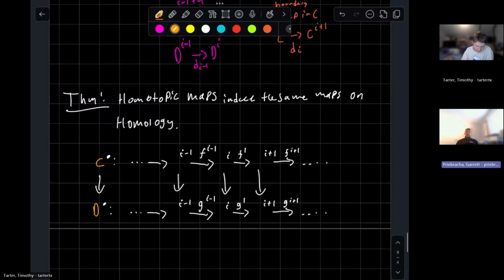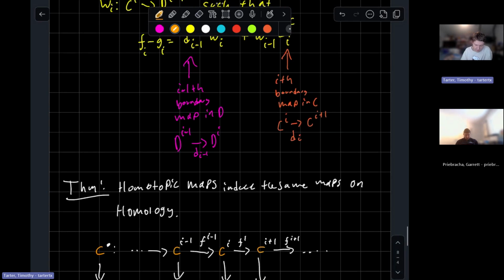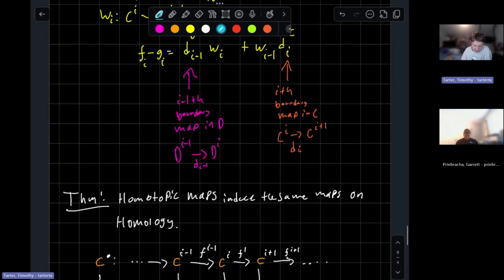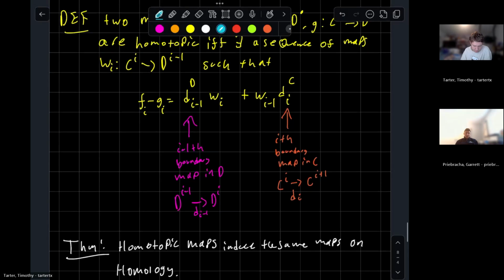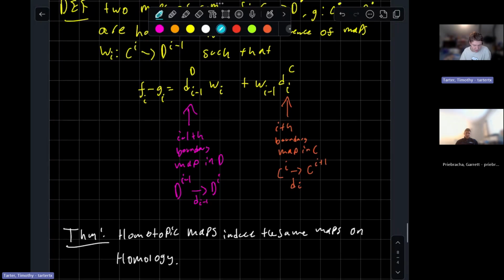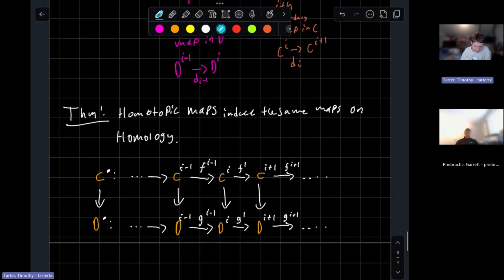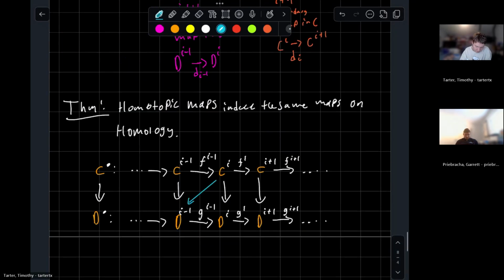with CI minus 1, CI minus 1, D. And then we're going to have a little W, CI to DI minus 1. And this is WI. WI.